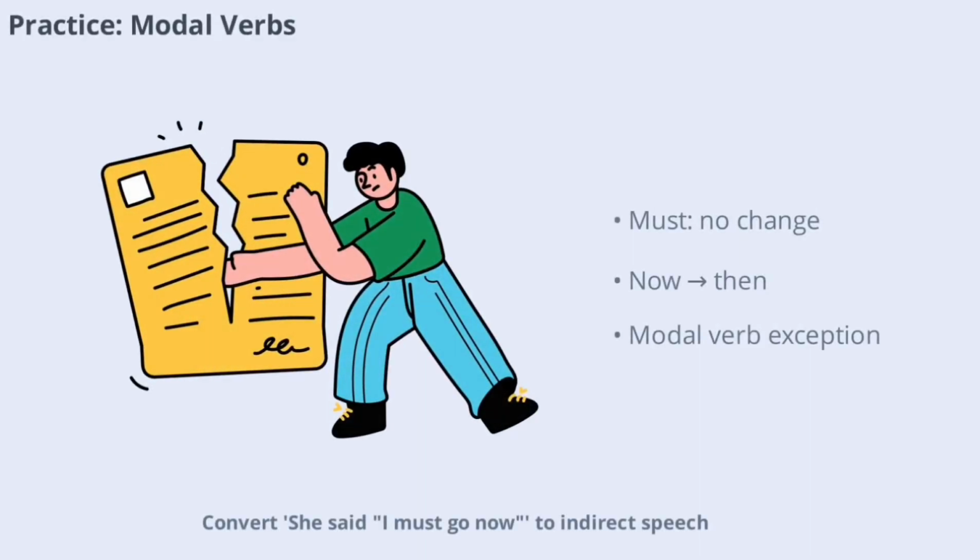Convert "she said, 'I must go now,'" to indirect speech. The answer is "she said that she must go then." The modal verb must remains unchanged and now changes to then.